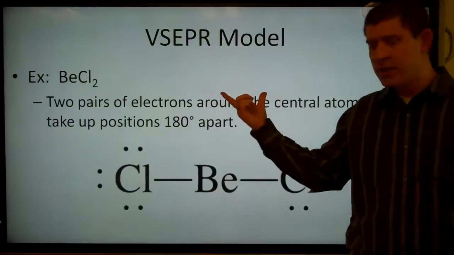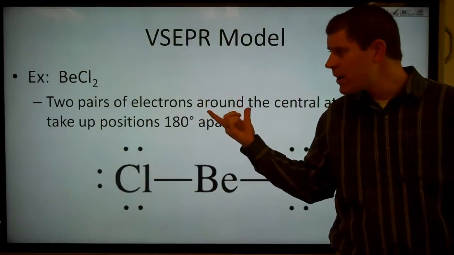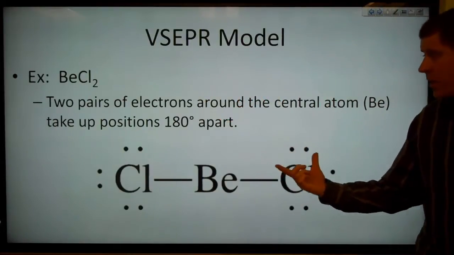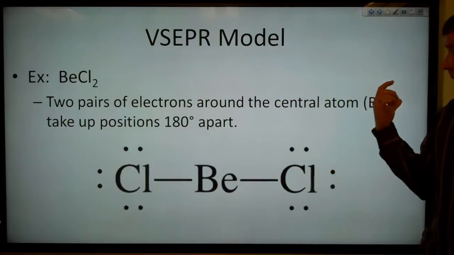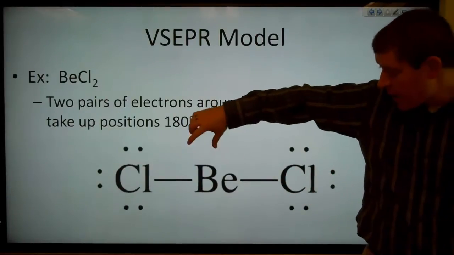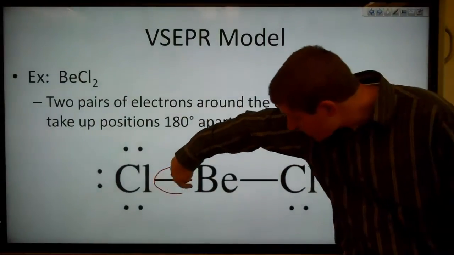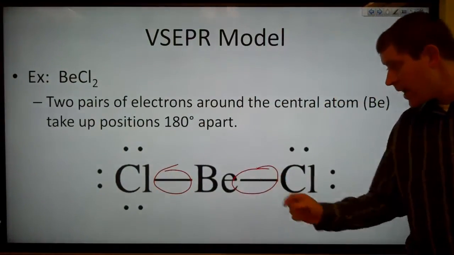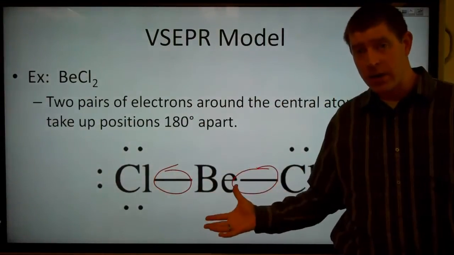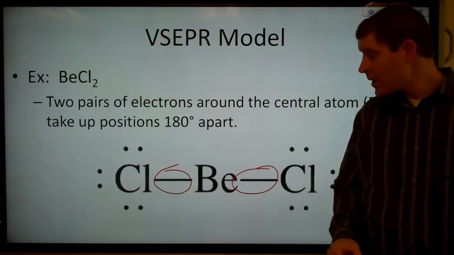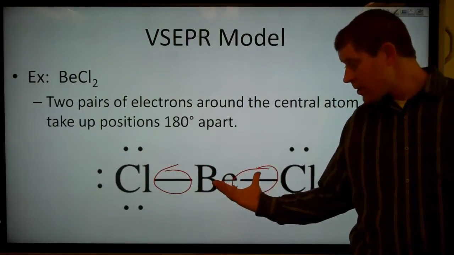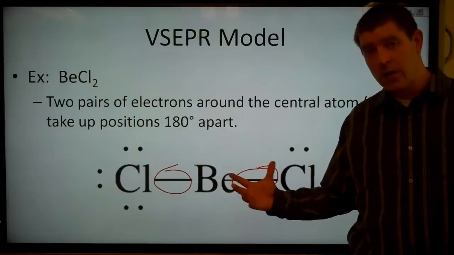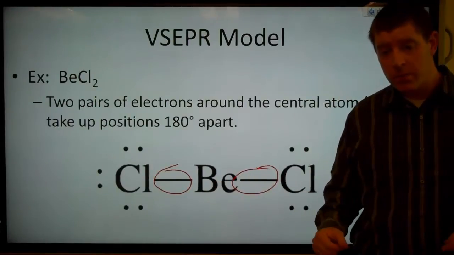So let's look at an example like beryllium chloride. Here beryllium chloride has 2 pairs of electrons around the central atom, so around the beryllium. So the beryllium has 2 regions of electron density, one here in this bond and one here in that bond. It doesn't have any other electrons on it. It only has 4 electrons. Now, the farthest apart that we can get those electrons to be is 180 degrees.